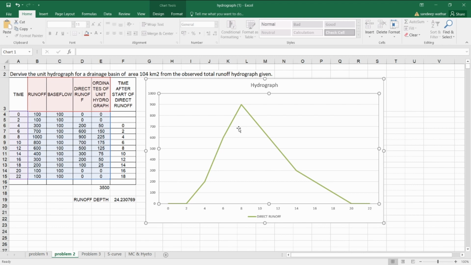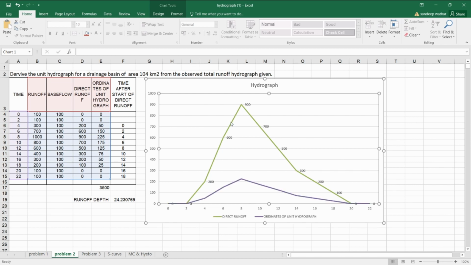Now I'll just try to show you. You can see that at time t equals 4, my value of discharge is 200. At time t equals 6, the value of discharge from the direct runoff is 600. So basically this hydrograph gives you the discharge that is coming directly only from the overland flow and subsurface flow.